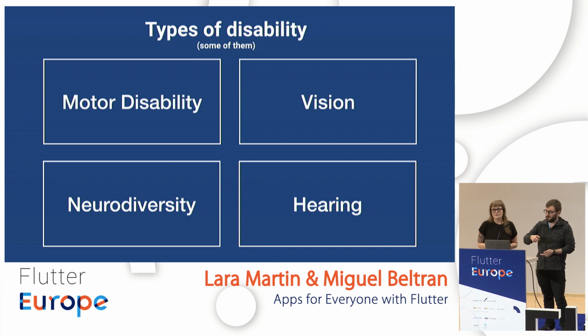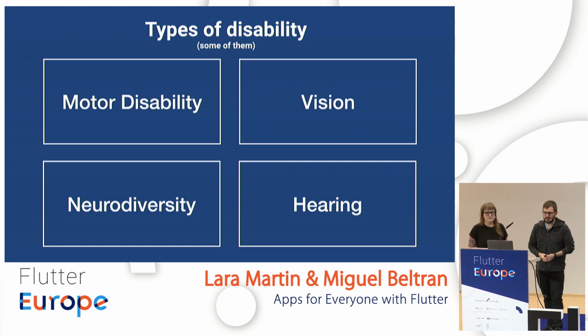We will be evaluating the accessibility of the app with respect to 4 different types of disability. We took the most common ones, but more of them exist. We will focus on motor disability, vision, neurodiversity, and also hearing impairment. We will talk about what challenges people with these disabilities have and how we can help them. We will assess our application, collect the issues we find, and fix them later.